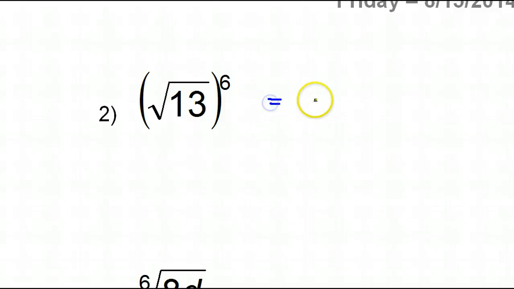Number 2, 6 is the power. We need power over root. So 6 is the power. Now what's the root? It's invisible. I'll give you a hint. It is not a 1. That's an invisible 2. It's the second root.